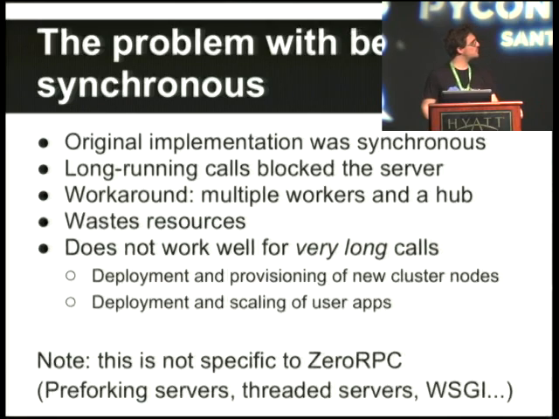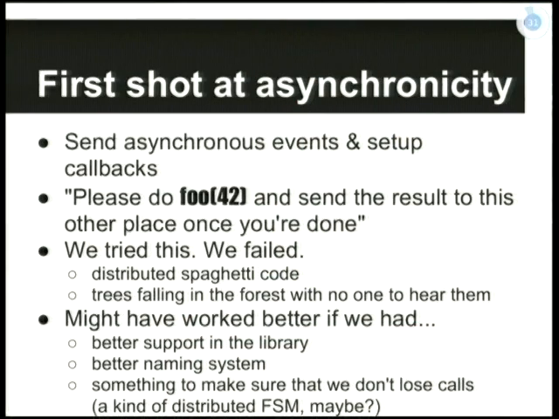So the first solution was, well, let's do some load balancing as explained in the beginning. So we put this hub, we have multiple workers, and we dispatch the request on the workers. The problem is when you have really, really long calls, eventually you will run out of workers. This is not a problem specific to ZeroRPC. We have the same problem with web apps; WSGI web apps have the same problem. You have to spin up multiple WSGI workers, and if all your WSGI workers are busy, well, the app just stops responding.